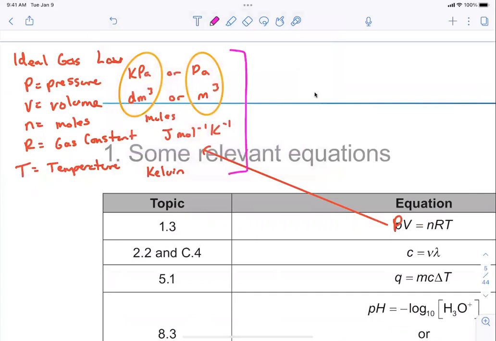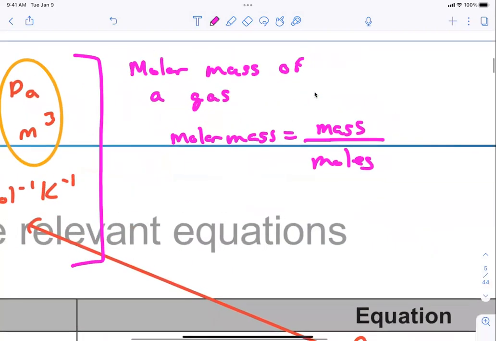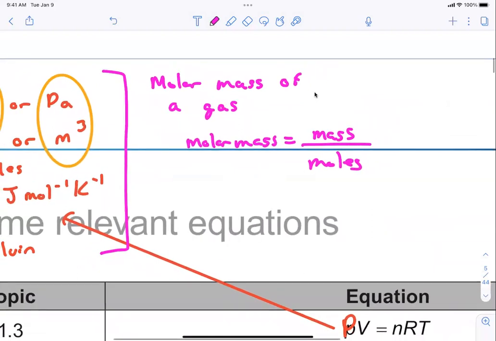You also want to know, one of the things they like to do with gases is incorporate the ideal gas law into the molar mass of a gas. Because the molar mass of a gas is equal to mass over moles. And you can use PV equals nRT to solve for the moles, and the problem will give you the mass, so you can find out the molar mass of the gas. This is usually an empirical formula, molecular formula problem where they're incorporating different calculations into the same problem.